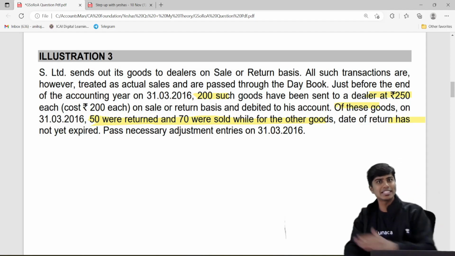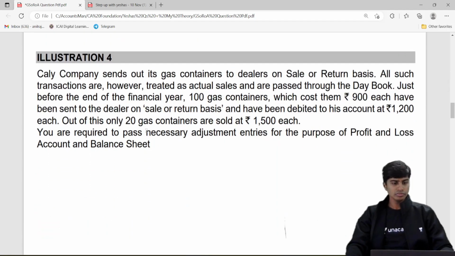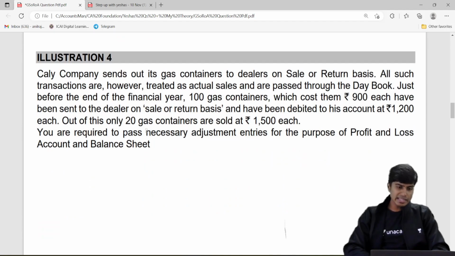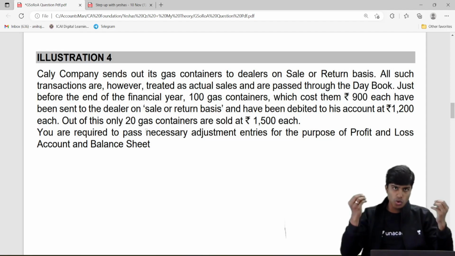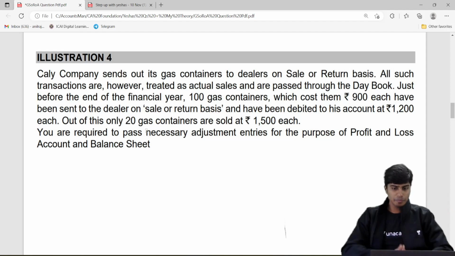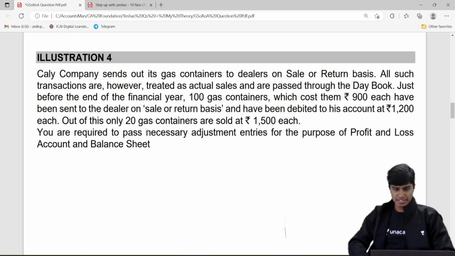Let's go into illustration number 4. Cali Company. What is Cali Company doing? Cali Company sends out its gas containers to dealer on sale or return basis. Very good. All such transactions are, however, treated as actual sales and are passed through daybook. Okay, Mr. Cali, you are very optimistic. I will give it to you. Just before the end of the financial year, 100 gas containers, which cost them 900 each, have been sent to dealer on sale or return basis.